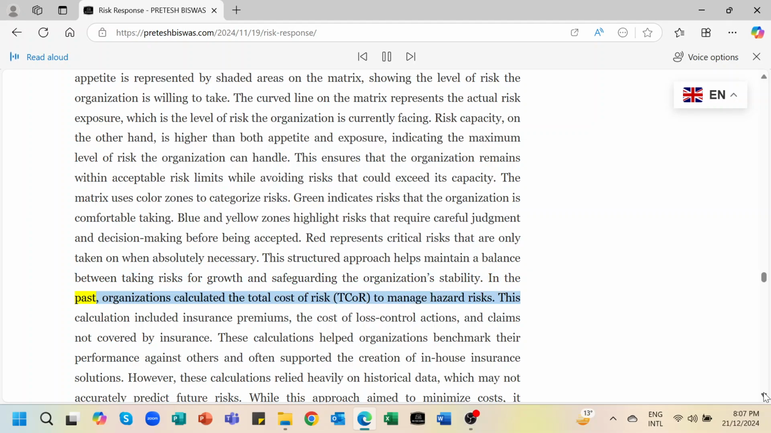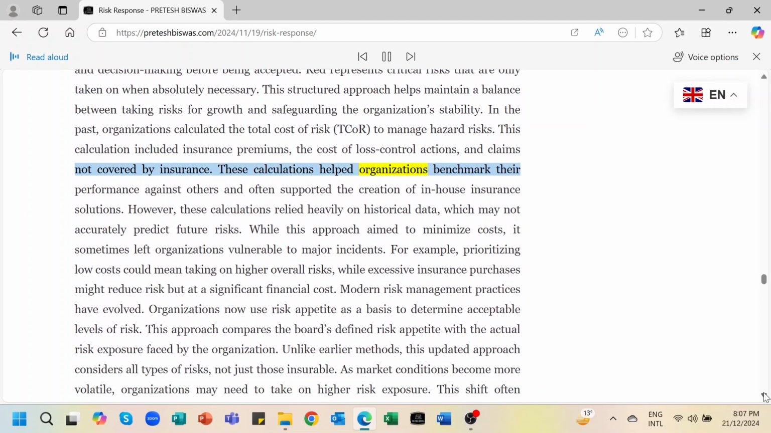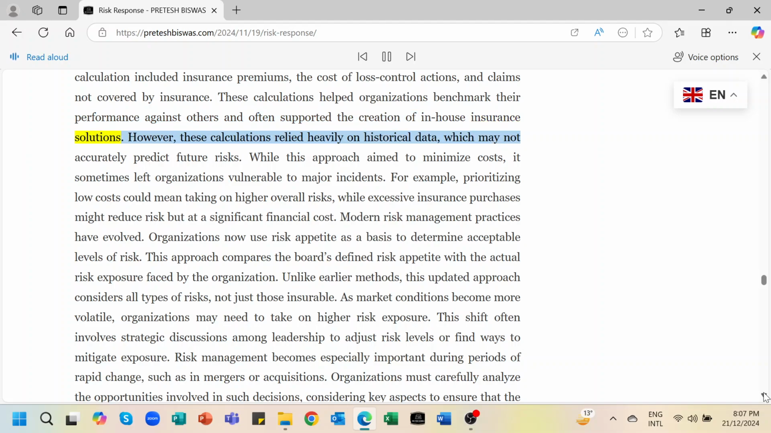In the past, organizations calculated the total cost of risk, TCOR, to manage hazard risks. This calculation included insurance premiums, the cost of loss control actions, and claims not covered by insurance. These calculations helped organizations benchmark their performance against others and often supported the creation of in-house insurance solutions.